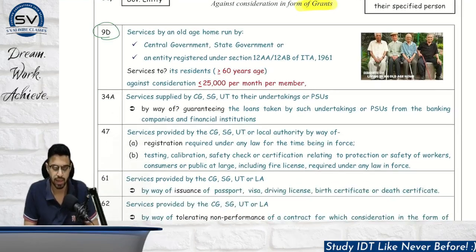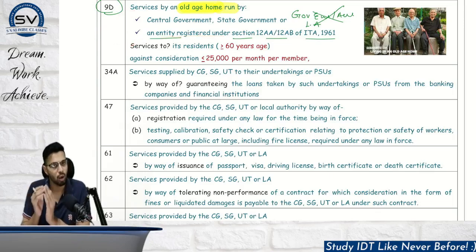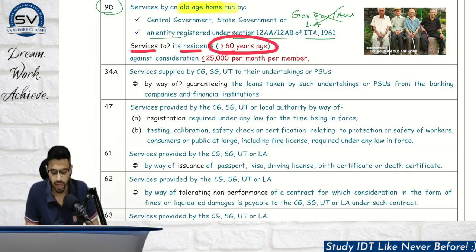Next, 9D, important, there are some small MCQ related points. Services by an old age home run. Old age home means where senior people can go and reside, right? So old age homes which are run by government, that is central or state. Here government entity or authority is not covered. You can mark this. Government entity, government authority, local authority is not covered, okay? Or any other entity which is registered under 12AA. So this is linked to charitable also, but not exactly charitable activity, because the activity is of running old age homes. Now, these services of providing these kind of homes where aged people are coming, what should be their age? The services are provided to residents who are of age minimum 60 years.